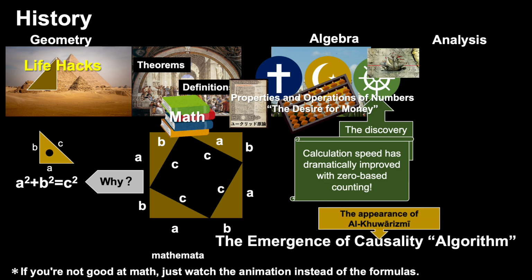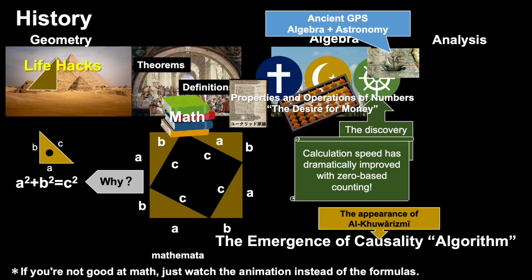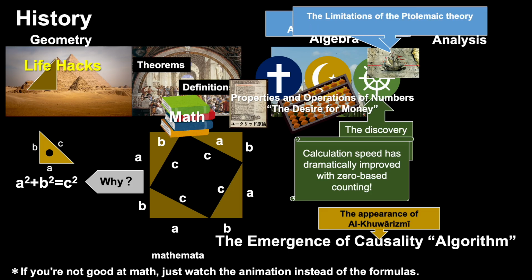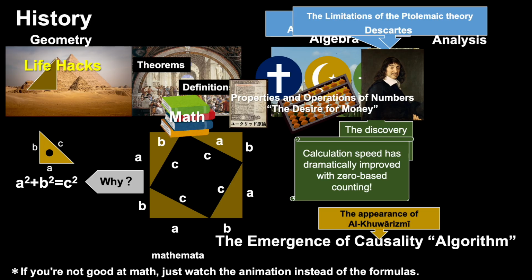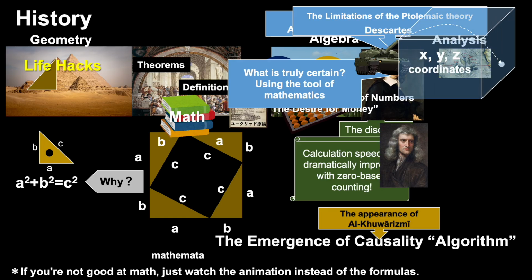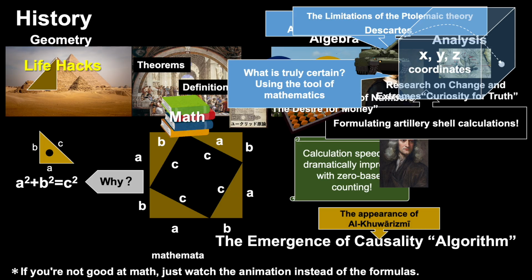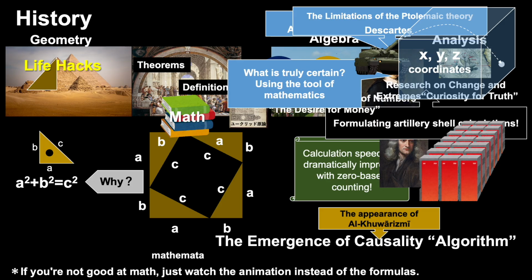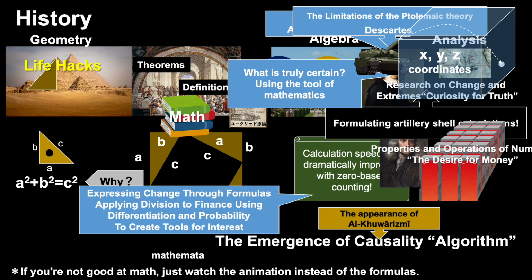As time passed, the era arrived when people began to question the geocentric model of the universe. Astronomy developed as an ancient form of GPS, heralding the age of discovery. Then came Descartes, who proposed using the tool of mathematics to build a new way of thinking, called science, moving away from a purely Christian worldview. Within the XYZ Cartesian coordinate system, a new field called analysis emerged to track the trajectory of objects like artillery shells. With contributions from figures like Isaac Newton, this field evolved rapidly, ultimately leading to the computer, a tool that would also be used in warfare.